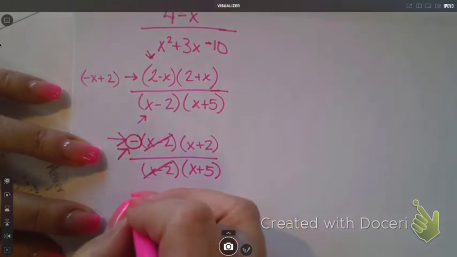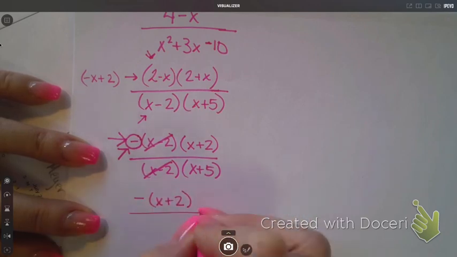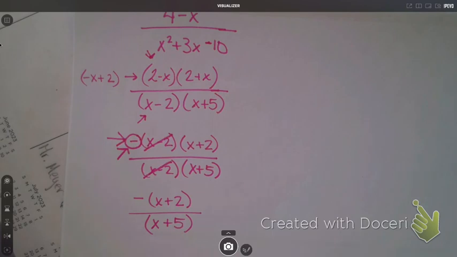So my answer would be negative the quantity x plus 2 over x plus 5. And leave those parentheses around there. Give your brain a chance not to want to reduce it out.